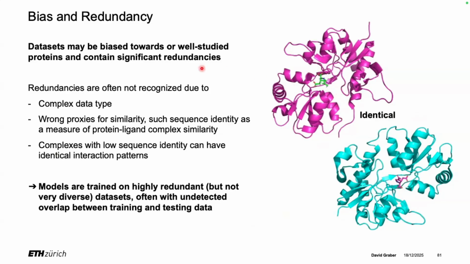So people frequently use wrong proxies for similarity, such as using just the protein sequence identity as a measure of protein-ligand complex similarity. And that doesn't work because complexes with a low sequence identity, so that share only a small part of their sequence, can still have identical interaction patterns between proteins and ligands. And then models are very often trained on these highly redundant but not very diverse data sets, often with undetected overlap between the training and the testing data.